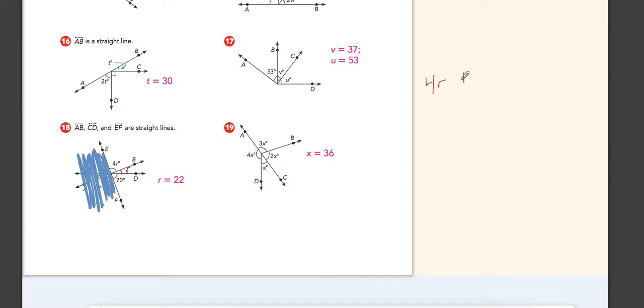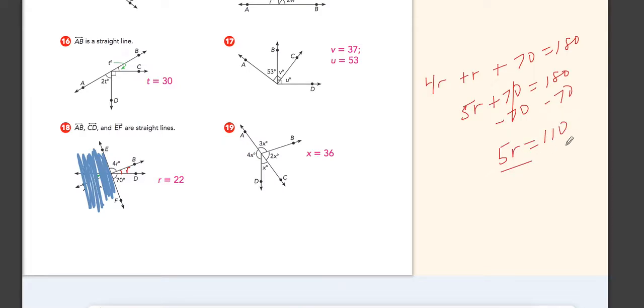So 4R plus R plus 70 has to equal 180. So I'm left with 5R plus 70 equals 180. I subtract 70 from both sides. I wind up with 5R equals 110. Divide both sides by 5, and I have R is equal to 22.